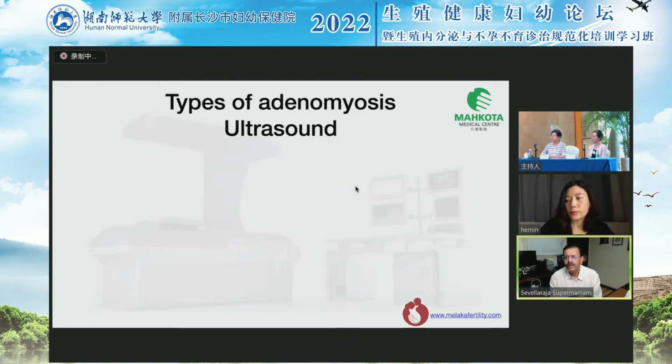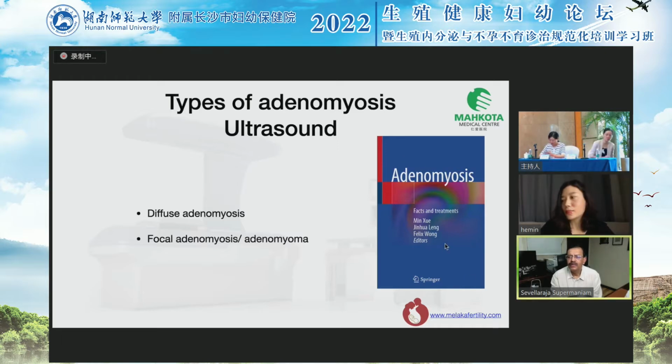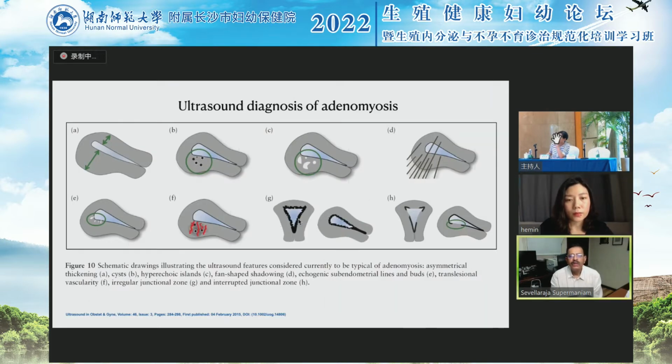When we look at adenomyosis on ultrasound, there are generally two different types of adenomyosis. Generally, we say diffuse adenomyosis and focal adenomyosis or adenomyoma. I think you all know about this book by one of y'all, and this is a good book for adenomyosis, especially for English-speaking people.